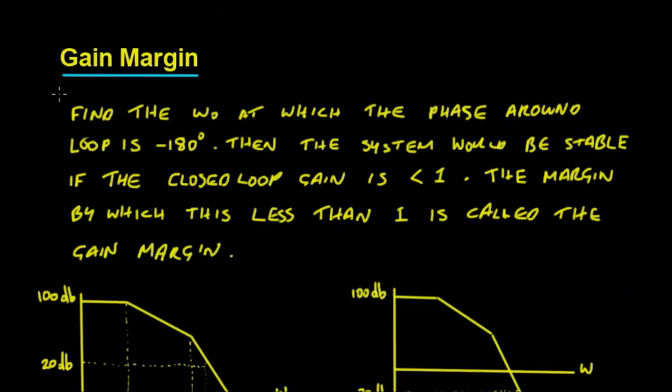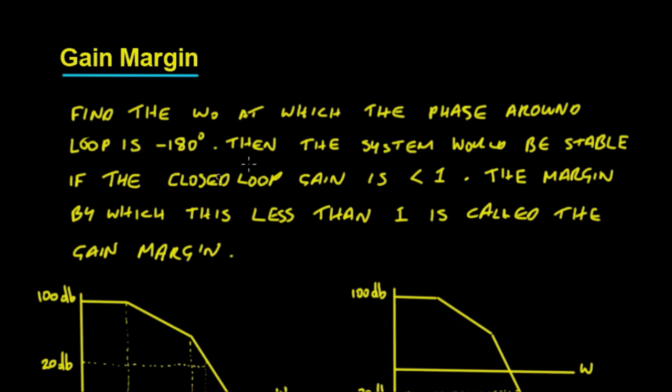Okay, so there's 2 ways of ensuring that this circuit is stable. What we're going to do is we're going to look at a couple of ways of determining the stability first of all. So the first one is to look at something called the gain margin. Now what we want to do is find the value of the frequency omega naught at which the phase around the loop is minus 180 degrees.